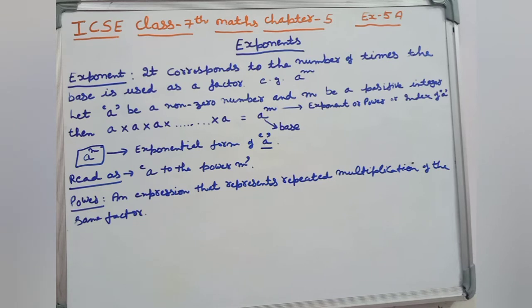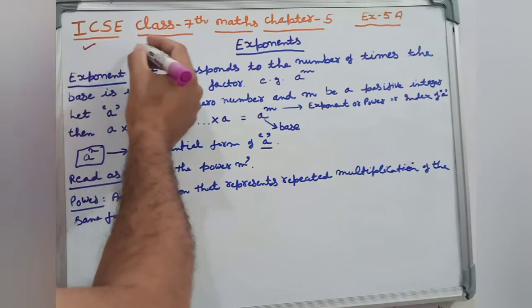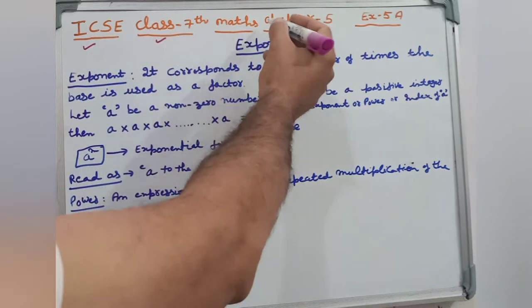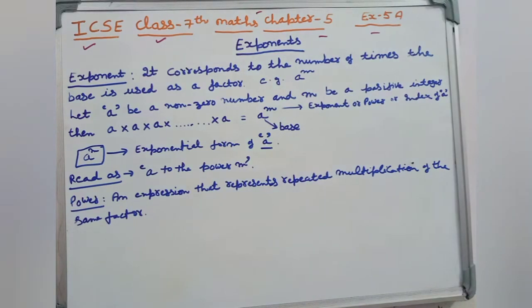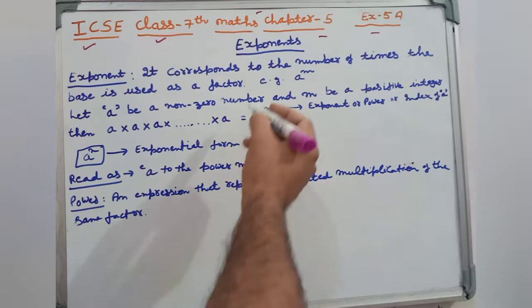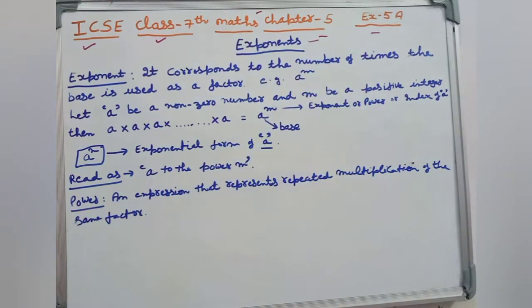In today's video, we are going to start ICSE Class 7 Math Chapter 5 Exercise 5.8, that is related to the exponent. Up to exercise 4 you have already done in our earlier videos.